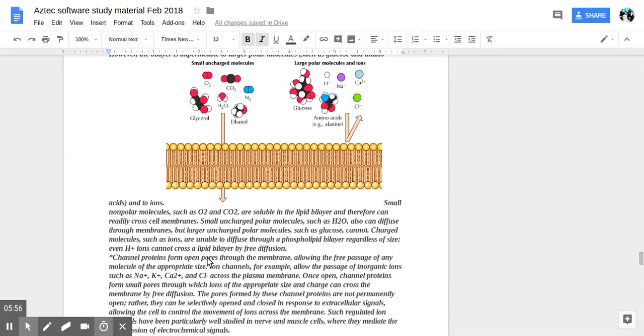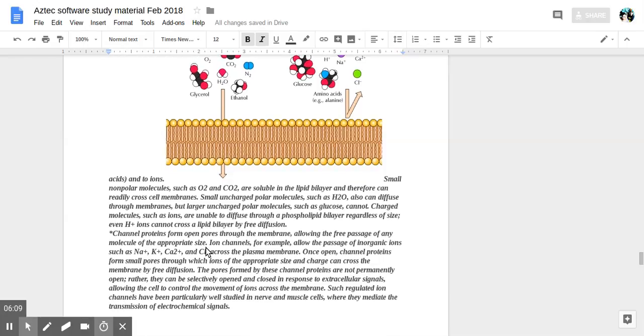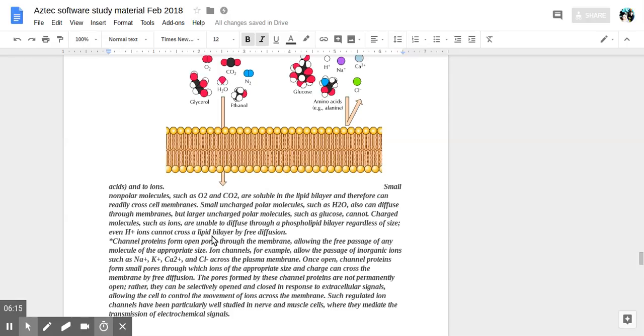Ions as well are unable to diffuse through the phospholipid bilayer, regardless of size, because they're charged. Even hydrogen ions do not pass freely through the bilayer. Channel proteins form open pores through the membrane, allowing free passage of molecules of appropriate size. Ion channels allow passage of inorganic ions such as sodium, potassium, calcium, chlorine across the plasma membrane. Once open, channel proteins form small pores through which ions of appropriate size and charge cross the membrane by free diffusion. The pores formed by these channel proteins are not permanently open, rather, they selectively open and close in response to extracellular signals, allowing cells to control movement of ions across the membrane.